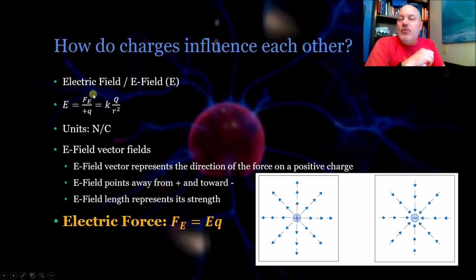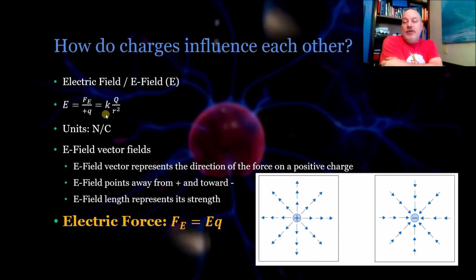If we plug in what our electric force equation is for a point charge, then we get this, and this is only good, let me remind you, it's only good for a point charge or a spherically symmetrical charge distribution. So kq over r squared has its limitations.